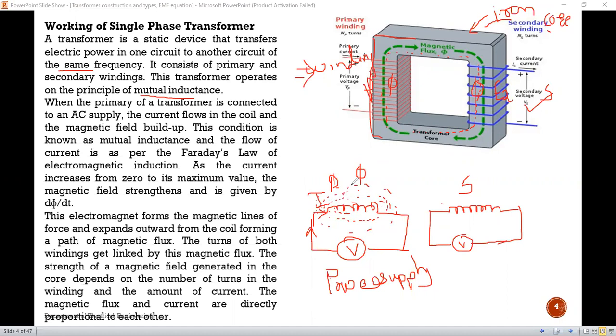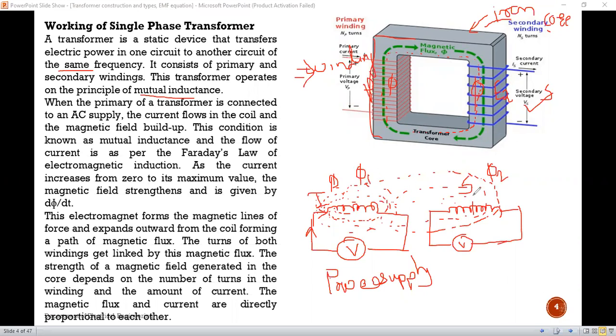Some of the flux will link to the second coil. Because the coils are kept near each other and are magnetically coupled, some of this flux will be set up in the secondary coil. That means suppose this flux phi 2 is set up due to that flux phi 1.